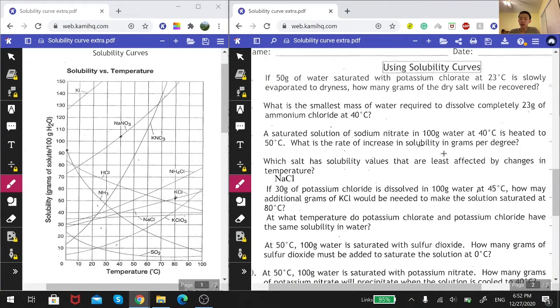So over here, if we take a look at 50 grams of water saturated with potassium chlorate at 23 degrees Celsius. So 23 degrees Celsius is about right here. Then we have potassium chlorate, which is KClO3, and that line is over here. So when it's over here, KClO3 is this line and is approximately 10. So for every 100 grams of water, there's 10.